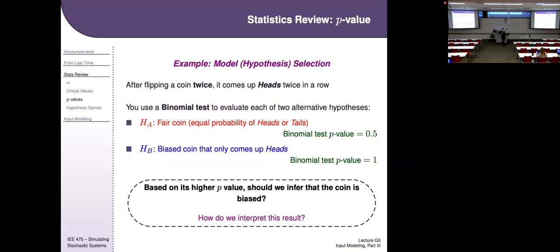Now, in the biased coin example, where they both come up heads, under this hypothesis, the p-value is 1. So if I want to rank things by p-values alone, then I maybe should conclude that two heads in a row means that I should assume that the coin is biased and always comes up heads. But does that make sense? Is that a good interpretation? Does anyone think that that's a good way to go with this? That if I see two heads in a row, I have to assume that's an unfair coin?